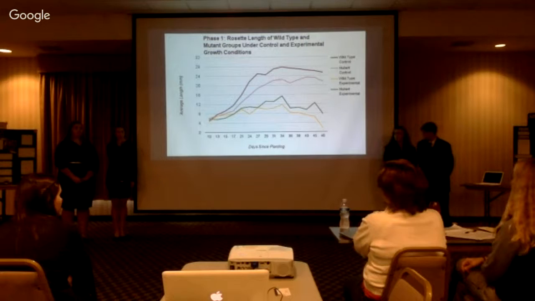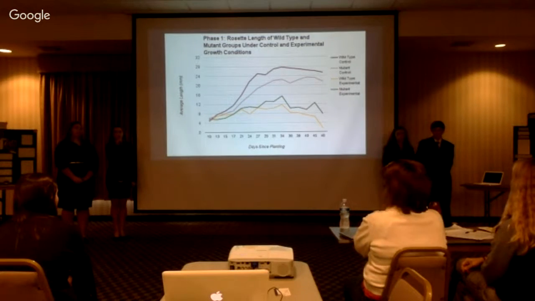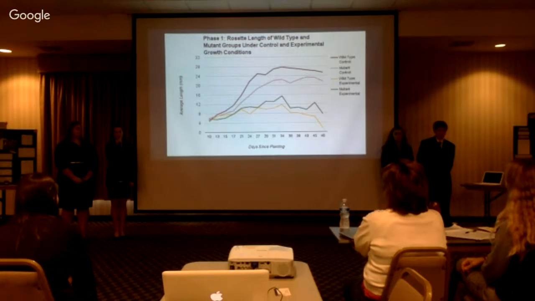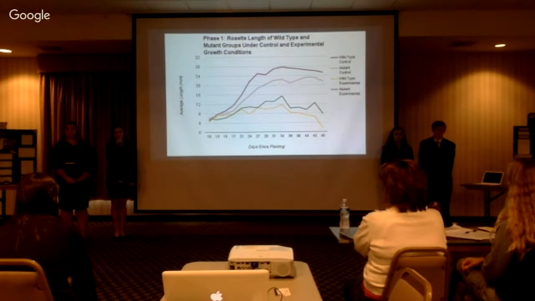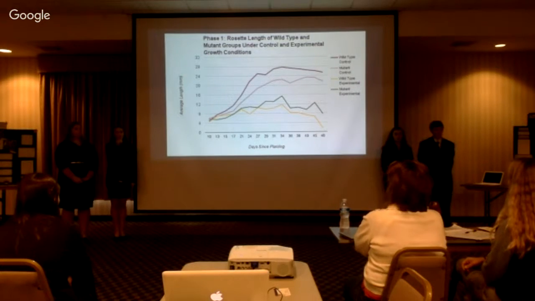This graph shows the rosette length of all of the Arabidopsis thaliana plants and their growth throughout the experiment. As you can see, both types of control plants exhibited steady and comparable rosette growth, while the experimentals, on the other hand, experienced a lot of fluctuating growth. This fluctuation is due to the decreased turgor pressure and curling of the rosette leaves, which eventually led to a decrease in average rosette length.